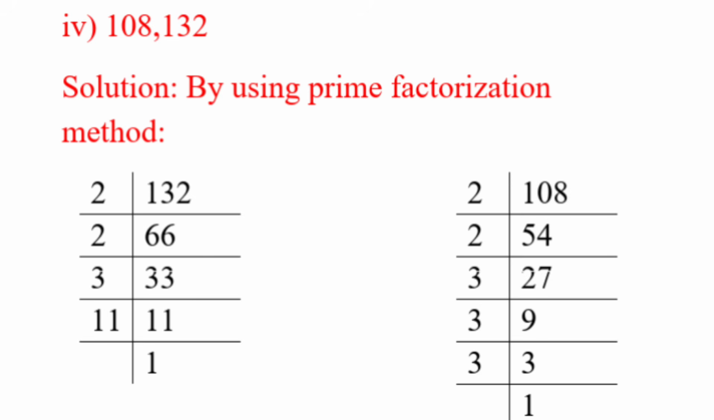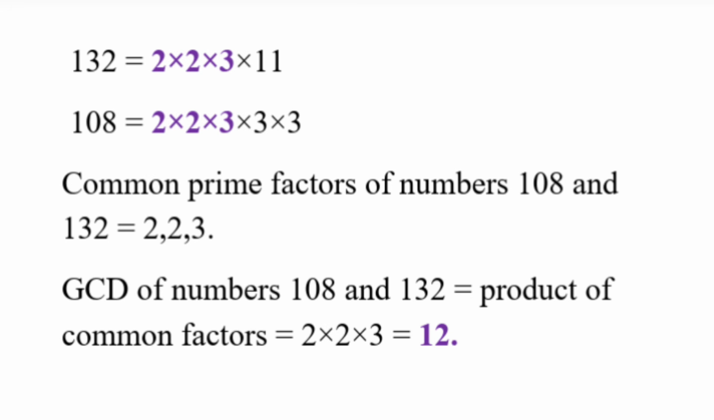So we will make the horizontal arrangement of these factors. 132 is equal to 2 multiplied by 2 multiplied by 3 multiplied by 11, and 108 is equal to 2 into 2 into 3 into 3 into 3. As we make the common factors, that is 2, 2, 3, the GCD of 108 and 132 is equal to the product of common factors, which is 2 multiplied by 2 multiplied by 3. 2 2s are 4, 4 3s are 12. So the greatest common divisor of 132 and 108 is 12.